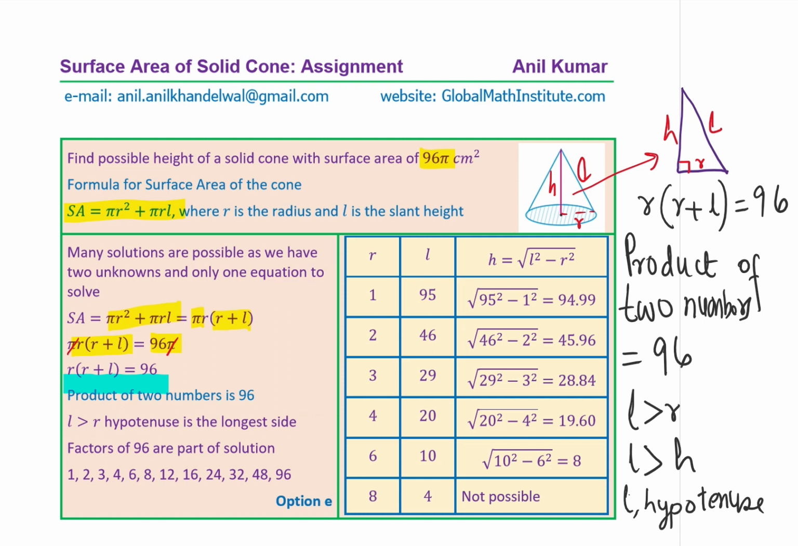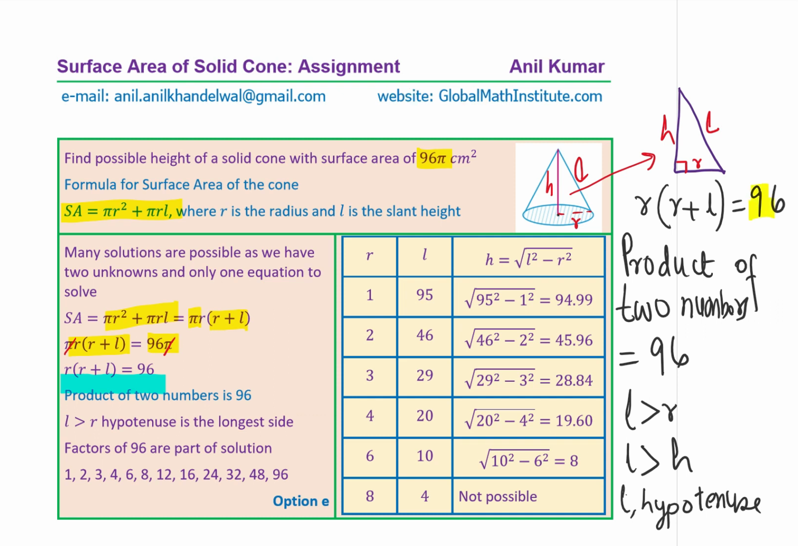Perfect. So now you understand this strategy. We are now looking for a product of two numbers, which is 96, right? For example, we could have a number which is 1 times 96, correct? Now, 96 should be written as a combination of R plus L, right?